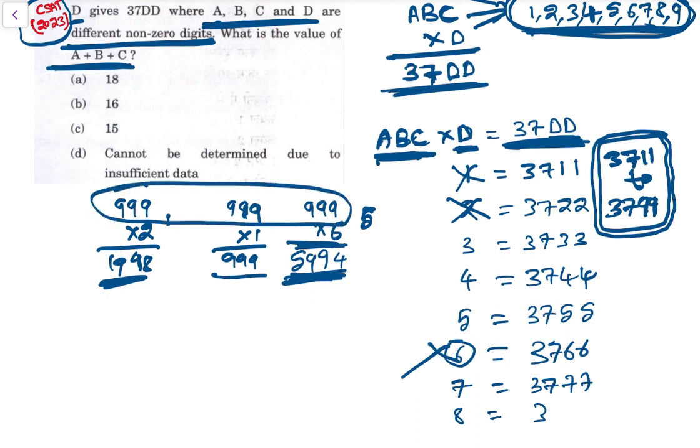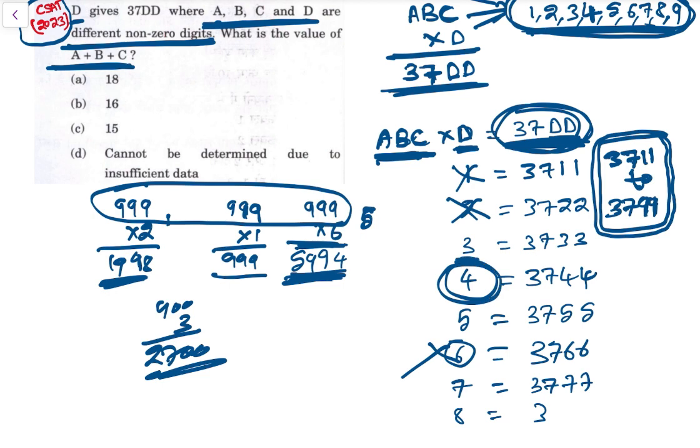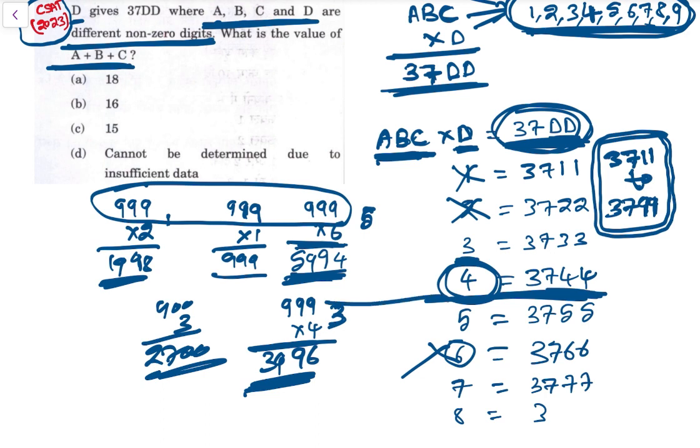And D can be 3. If we take 3, 900 into 3 is 2700, right. So now we should come near 37, so it has to be 4, okay. 999 into 4: 9 4s are 36, 36 plus 3 is 39, so 3996 comes, which is near to 3744 that we need.